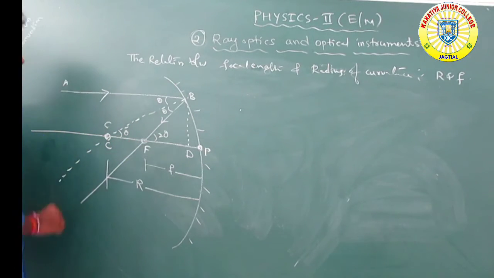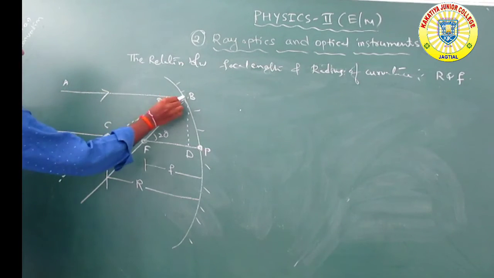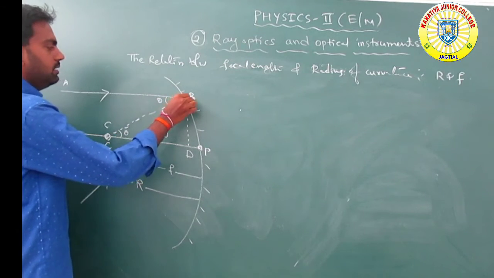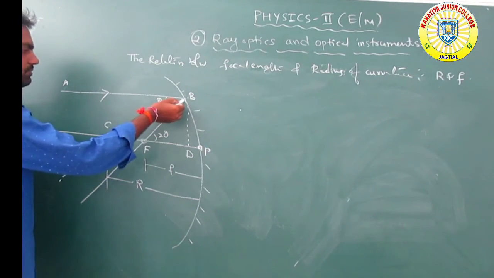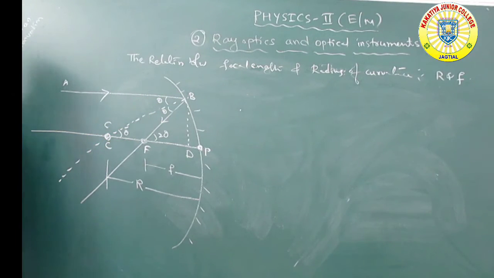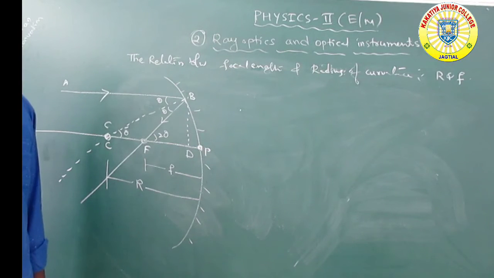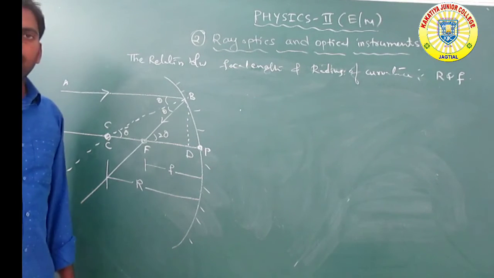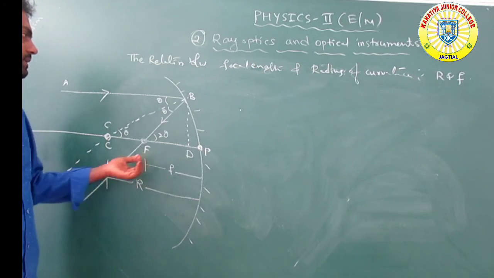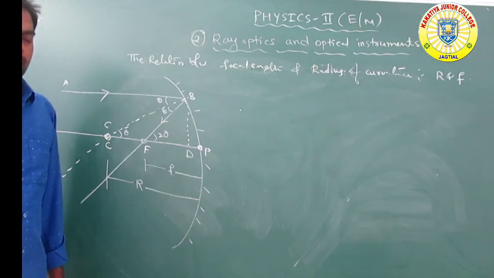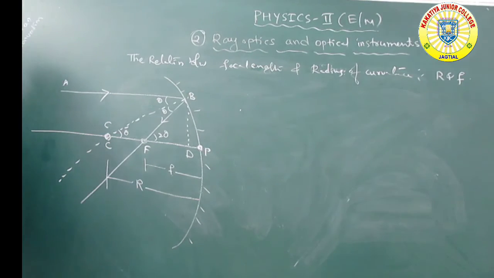So this is called the principal axis. The ray AB is parallel to the principal axis and incident at a point B on the lens, and gets refracted, passing through F along BF. So first, the ray AB is taken, incident at point B on the lens and passing through BF. Okay, got it.